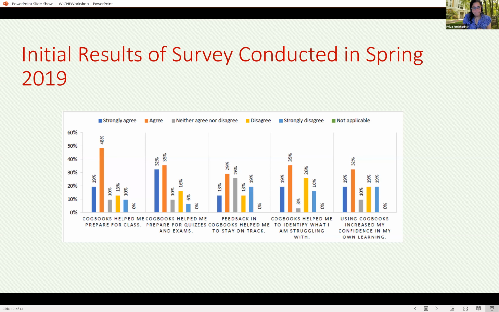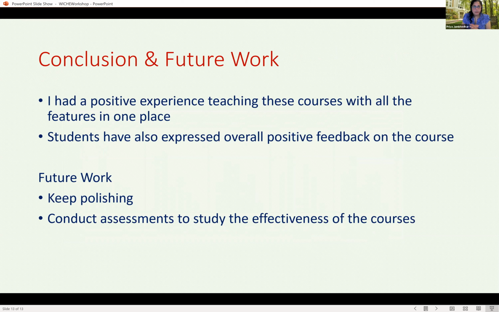In conclusion, I personally had a more positive experience teaching these courses with all these features in one place. So I enjoy teaching, just knowing that I have this tool. And that sometimes gives me more flexibility to focus on things I want to focus on, or the things I know that they are struggling with.